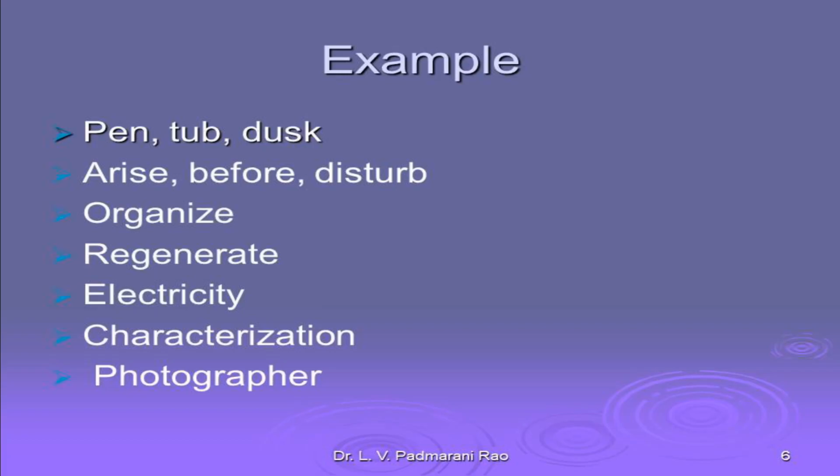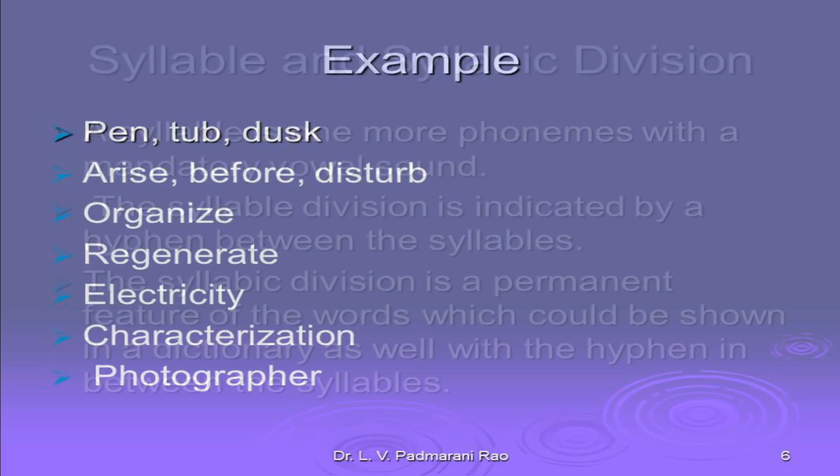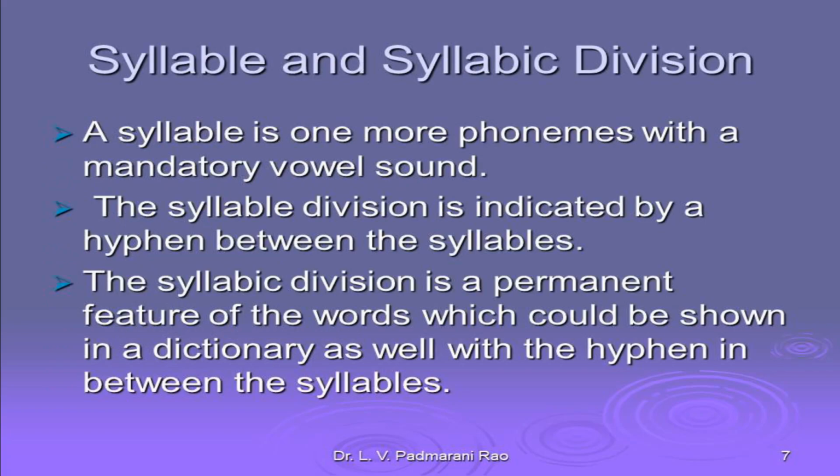So, how many syllables a single word has is to be identified first, even before we go into the concept of marking the stress or accent to it. Once we understand this concept of dividing it into syllables, then it becomes easier for us to mark the stress. A syllable is one or more phonemes with a mandatory vowel sound in it. The syllable division is indicated by a small hyphen between the syllables, which is permanent and hence can be shown in the dictionary as well.